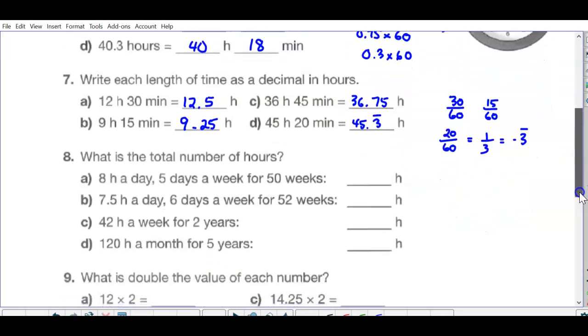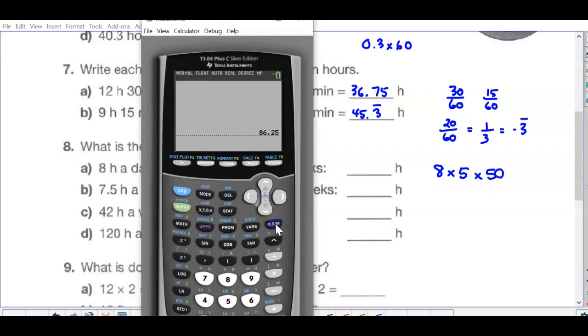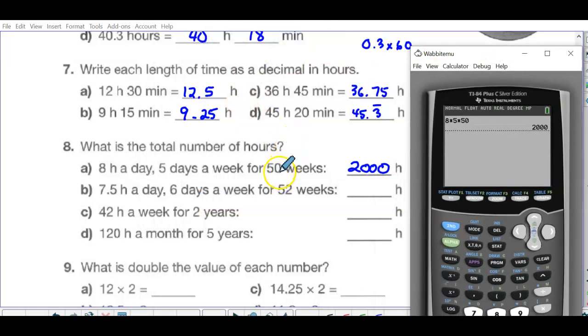Okay. And then total number of hours. So this is kind of like adding up how many hours you worked in a week, which we'll be doing in this unit. What is the total number of hours if there's 8 hours a day that you work for 5 days a week for 50 weeks? So 8 hours a day for 5 days a week would give you 40 hours a week for 50 weeks. So you just keep multiplying. Here, that would be 8 times 5 times 50. So 2,000 hours.